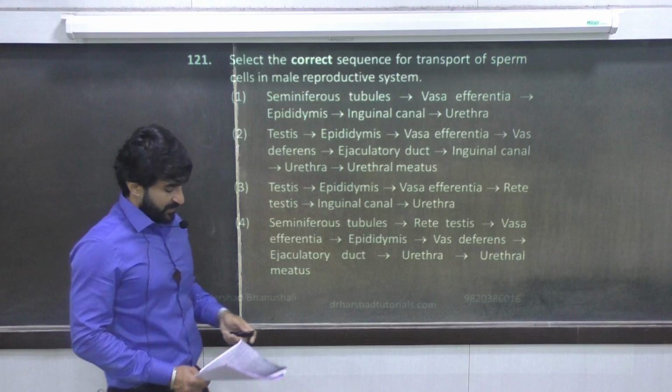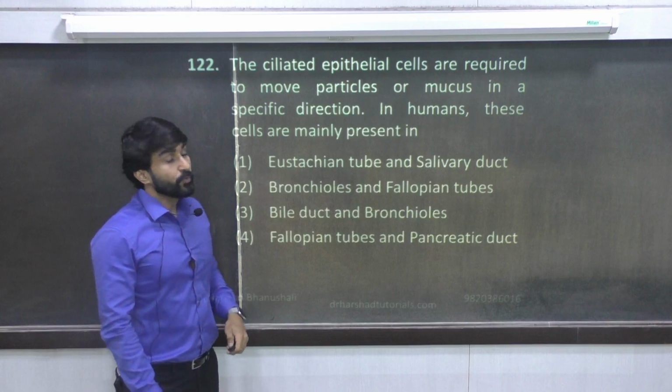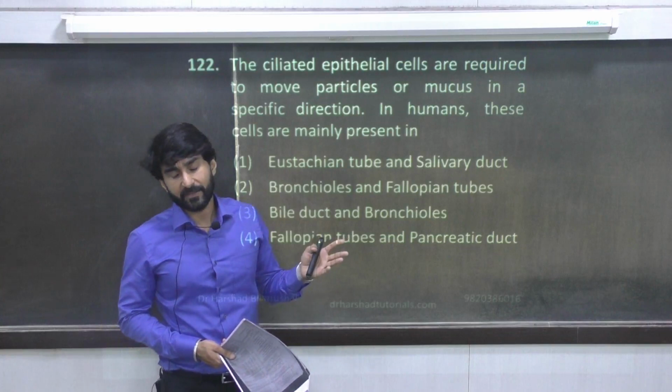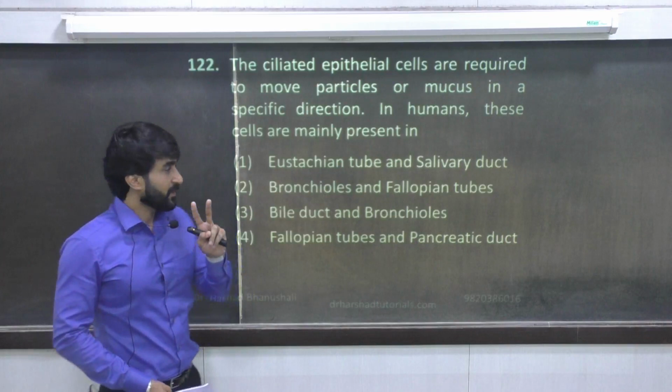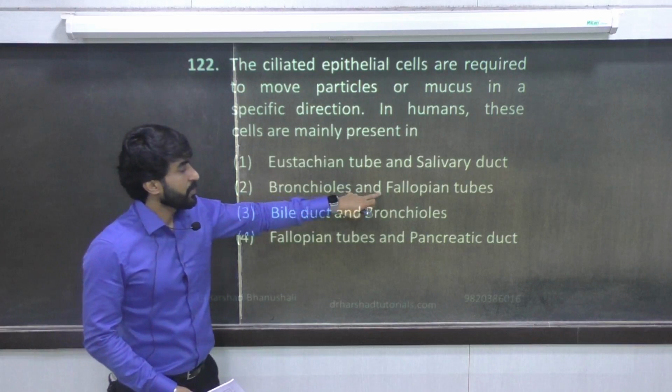The next question. The ciliated epithelial cells are required to move particles or mucus in a specific direction. In humans, where are these cells present? Now, in your NCERT also, these are the only two examples which are given in ciliated epithelium. This is a question from your NCERT chapter called structural organization in animals. In ciliated epithelium, there are only two examples given, that is bronchioles and fallopian tubes. 122, pretty straightforward question. Our answer would be option number 2, bronchioles and fallopian tubes.